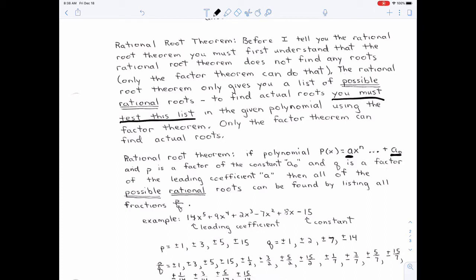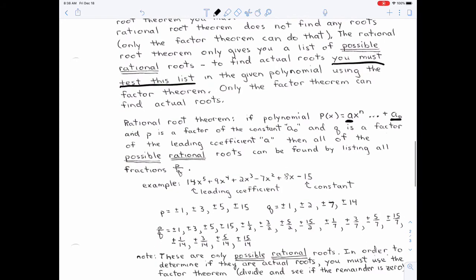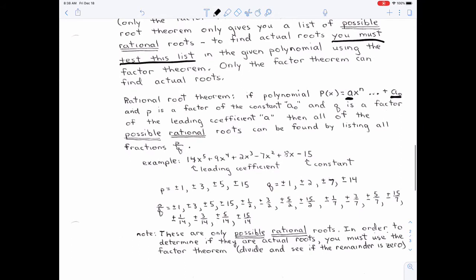I don't know if any of them are going to work. The only way you can know if they work is doing what? That's right, dividing and getting a remainder of 0, okay? But this is how you do it. You find all fractions P over Q. Now, how does this work? And I'm not going through the theory of this, by the way, on the video. I'll go through it in class. It's actually a very simple idea.